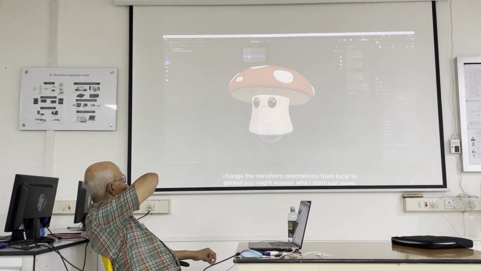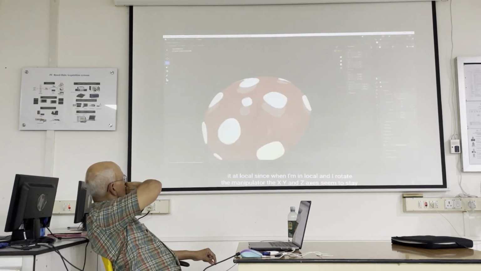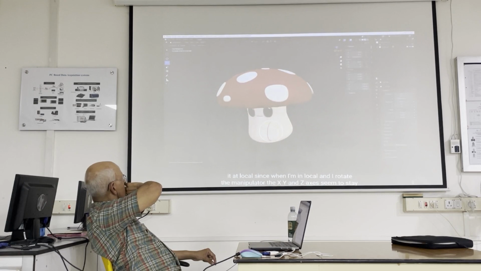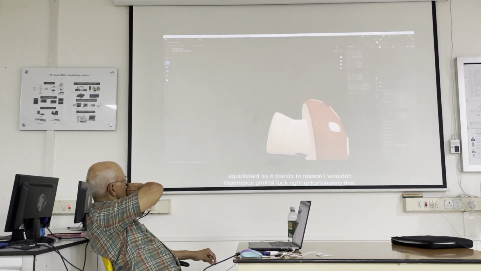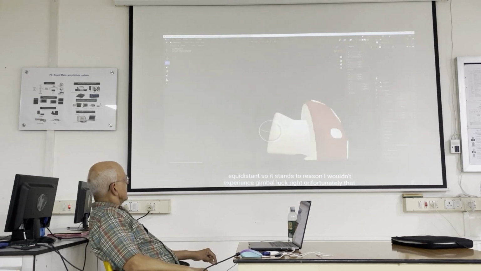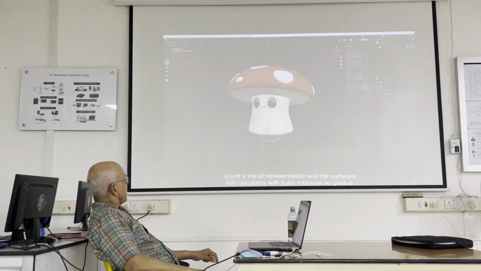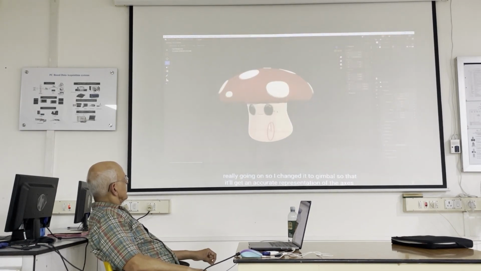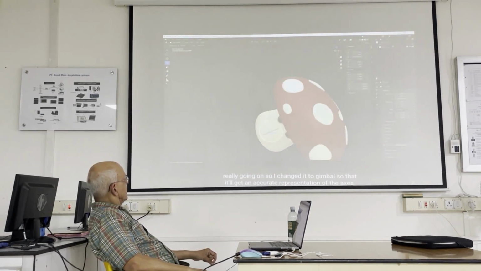You might wonder why I don't just leave it at local, since when I'm in local and I rotate the manipulator, the X, Y, and Z axes seem to stay equidistant, so it stands to reason I wouldn't experience gimbal lock, right? Unfortunately, that is just a visual representation, and the software still calculates with Euler rotations. So gimbal lock would still occur. So it's better to have it set to gimbal so you can actually see what is really going on. So I change it to gimbal so that it'll get an accurate representation of the axes.